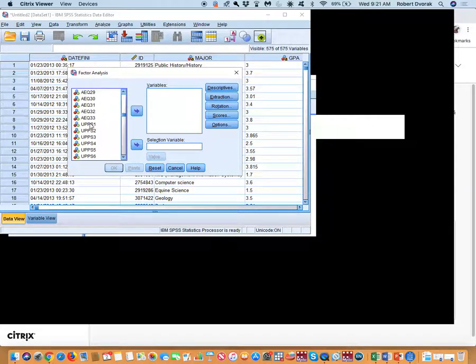This scale is the UPPS scale. Has anyone ever used the UPPS scale? It is a scale of impulsivity: negative urgency, positive urgency, sensation seeking, lack of perseverance, and lack of premeditation. And so it is a 5-factor scale.